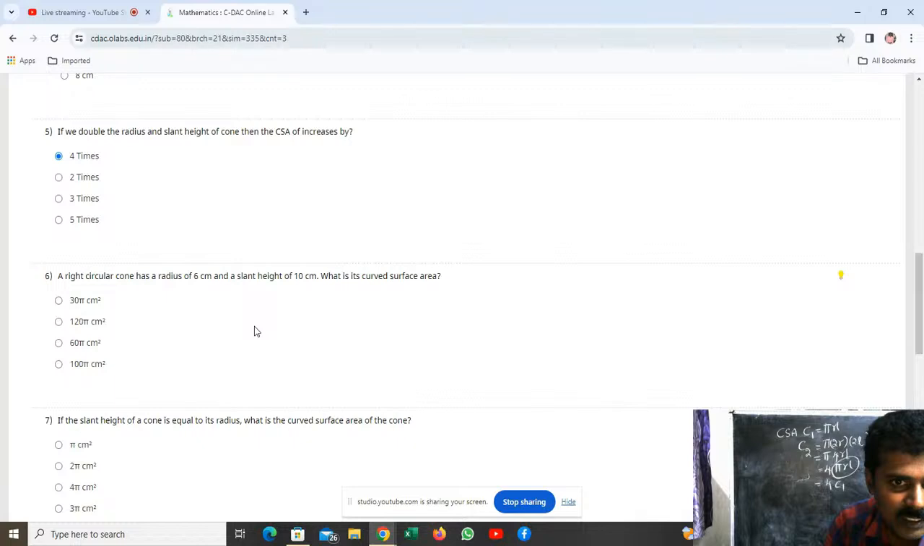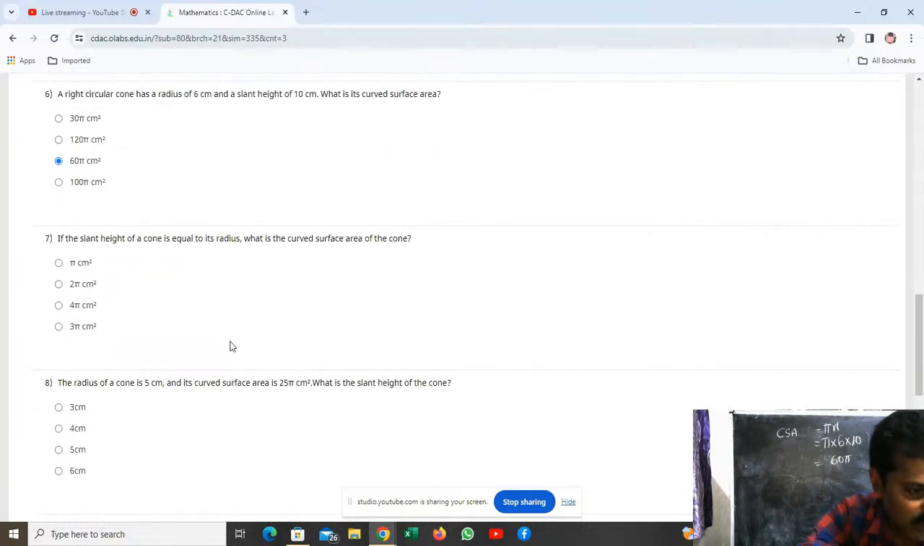$120. How can you say that 120? So CSA of a cone is pi RL. Pi is pi, no need to substitute. What is the radius here? Radius is 6. And what is the slant height here? Slant height is 10. So what will you get then? 6 into 10, which is 60. So your answer is 60 pi, not 120.